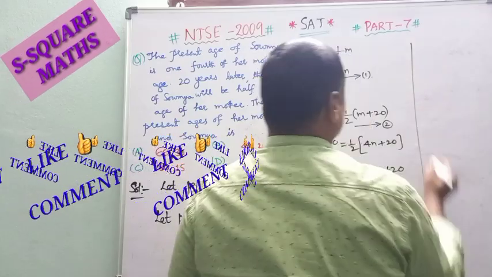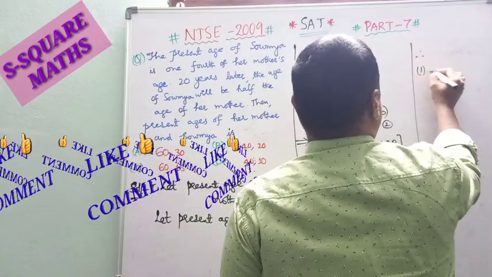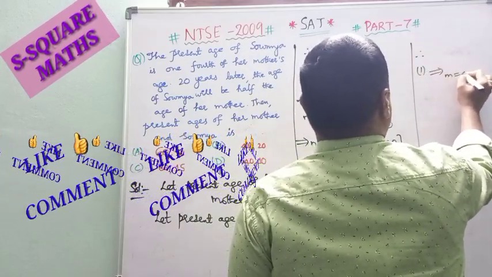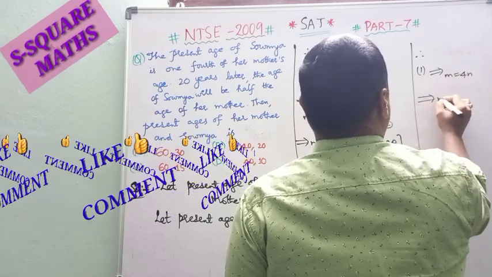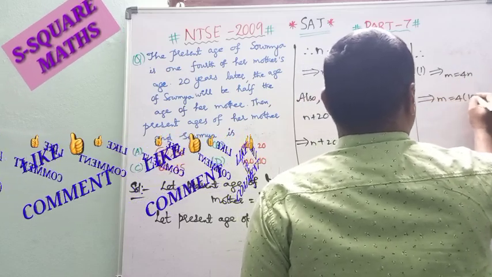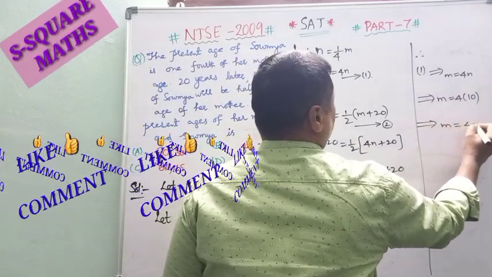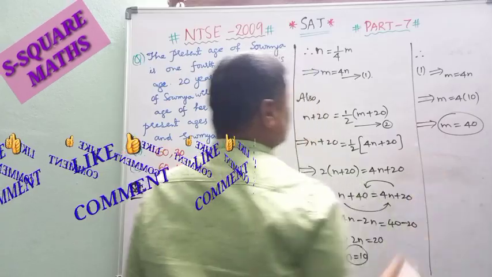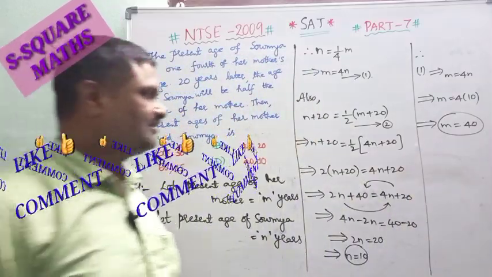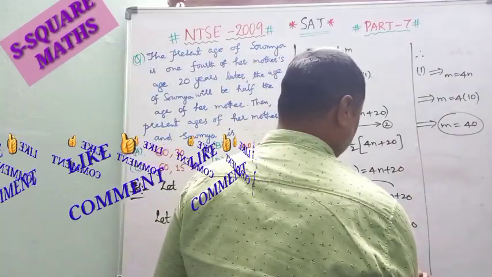Therefore, from equation 1, M is equal to 4N. This implies M is equal to 4 into N, and just now I got N as 10. So M is equal to 40. Here this is our equation 3, and this is 4.